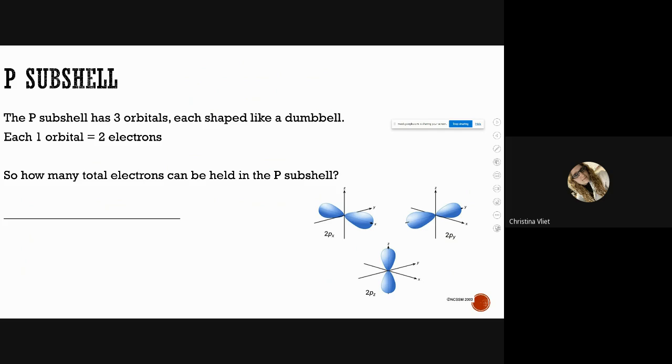P section. There are 3 orbitals. This is 2px, 2py, 2pz. Each of these 3 orbitals represents an area of space where you can find electrons. And in each orbital you can hold 2. So if there are 3 orbitals in the p section, how many total electrons can be held?